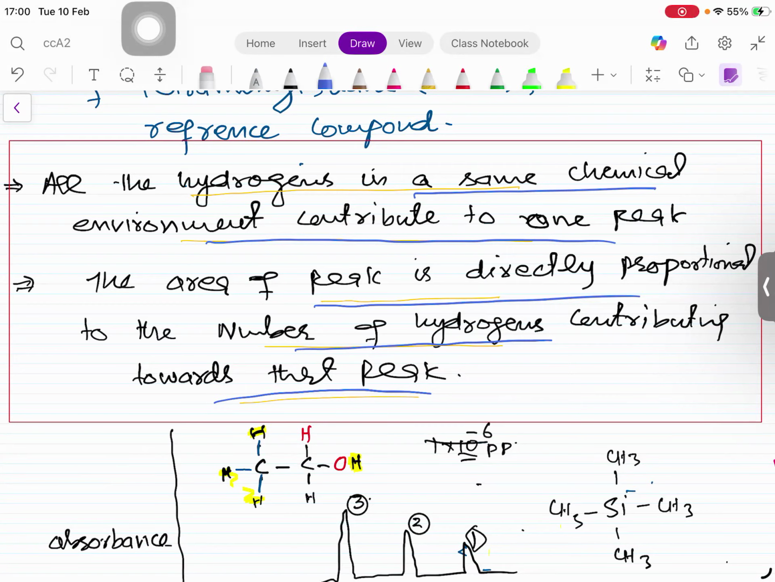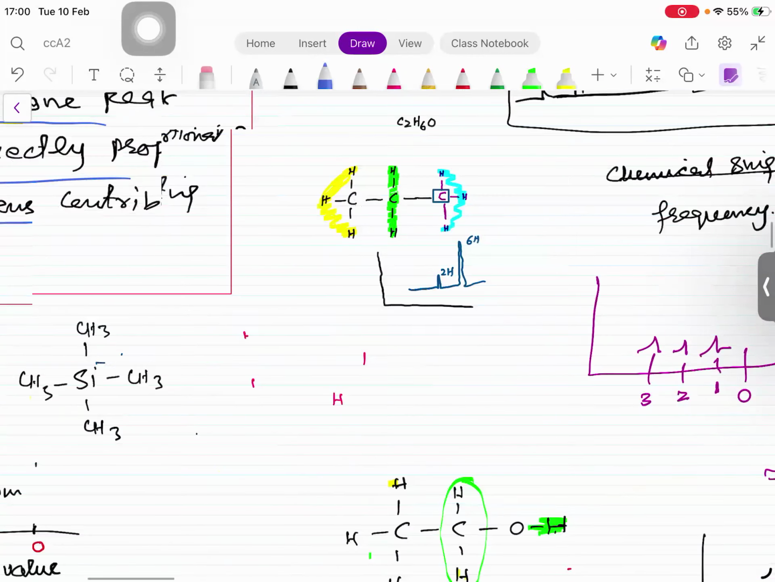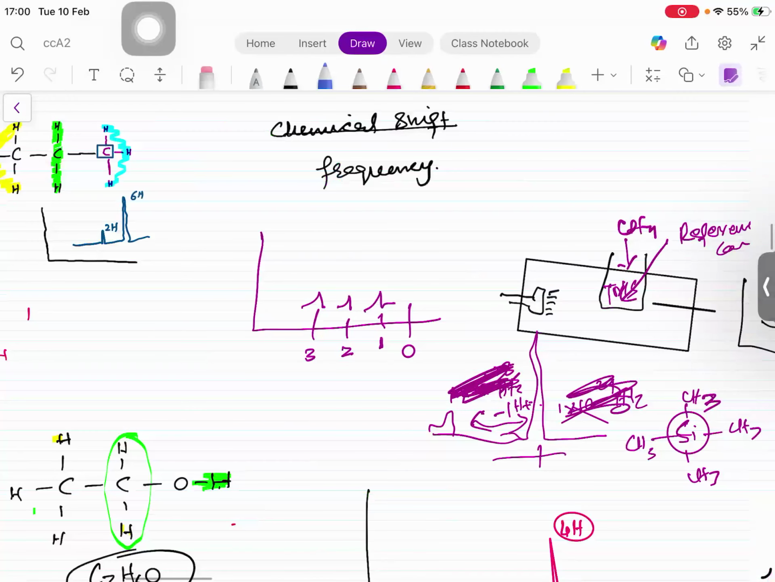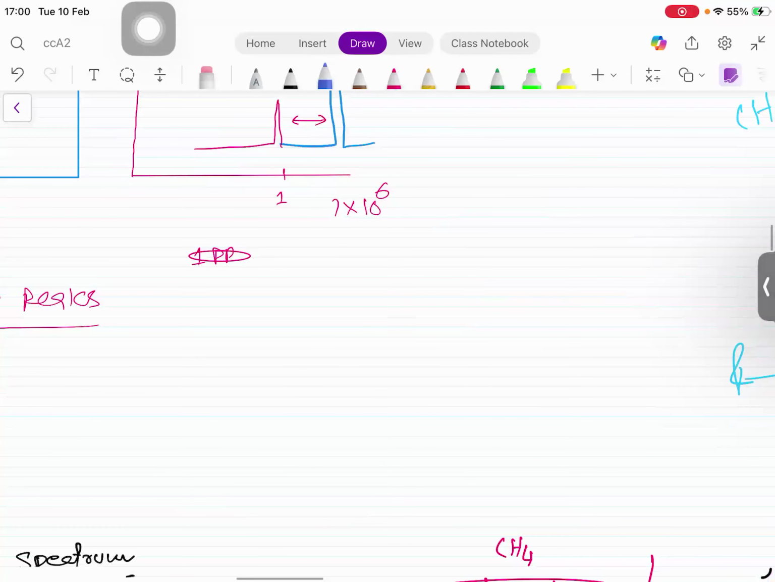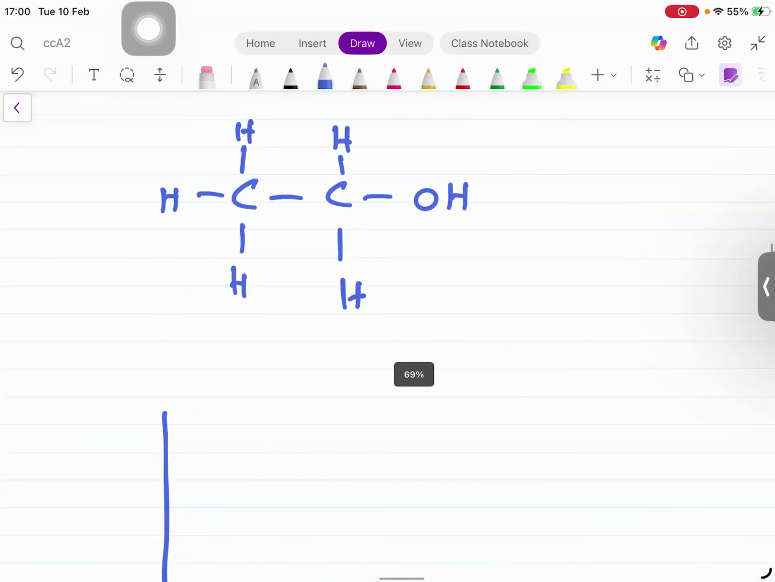The more hydrogens, the bigger the peak, the wider the area of the peak. Now look at this. On that basis, can you tell me how many peaks there will be in the NMR spectrum for this compound, ethanol?